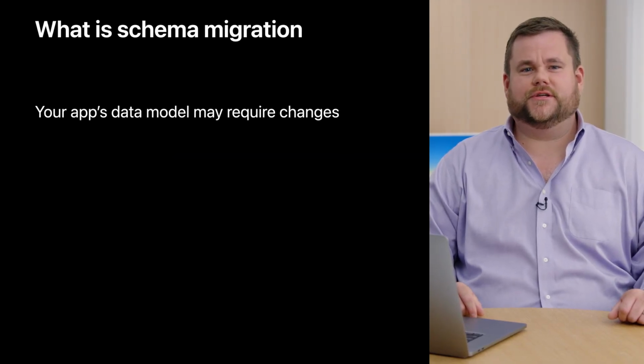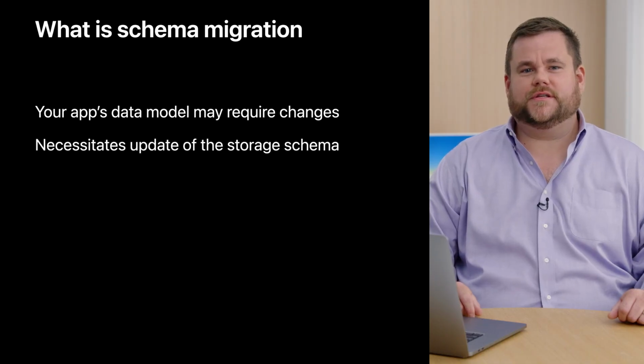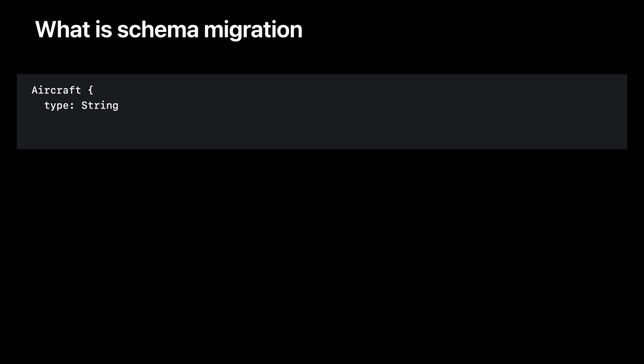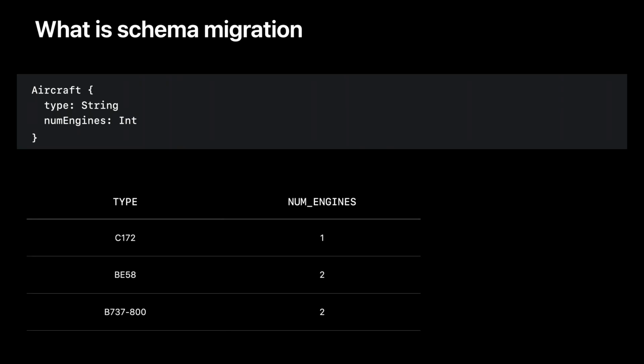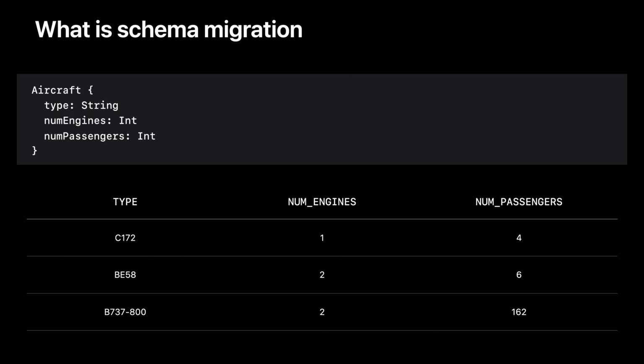As your application evolves, it may become necessary to change your data model. Updating the data model requires that those changes are materialized in the underlying storage schema. Consider this data model. It has an aircraft entity with two attributes, type and number of engines. These attributes are reflected in the underlying storage. If I add a number of passengers attribute, I need to add the corresponding storage. After migration, the changes are fully reflected in the underlying storage.